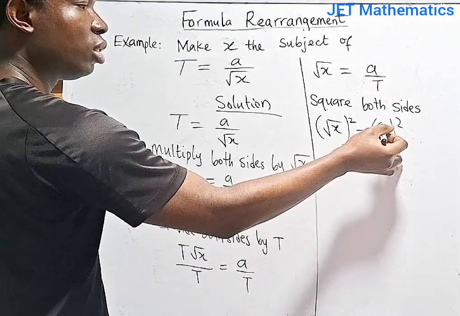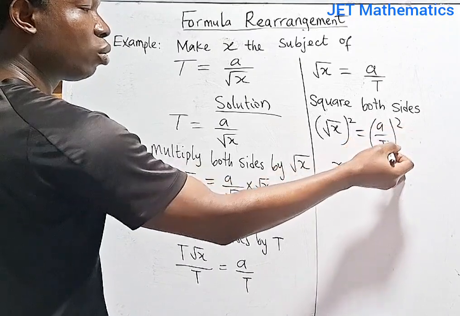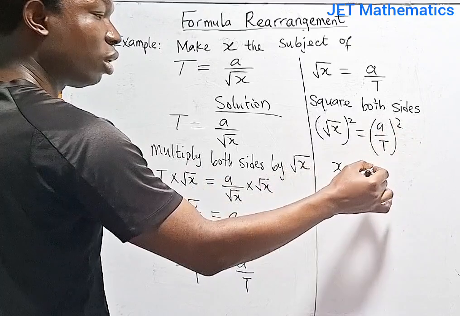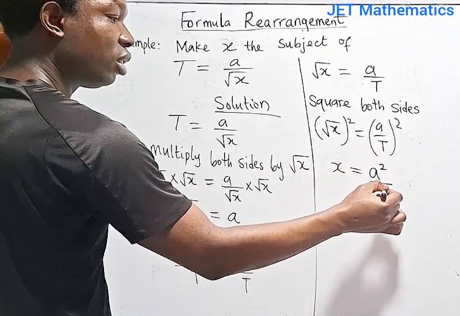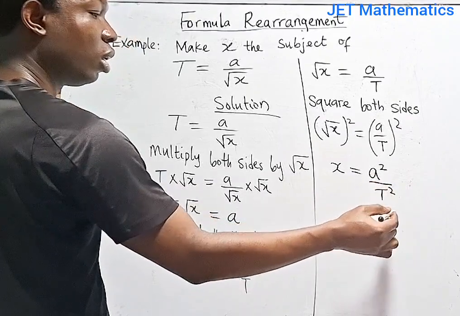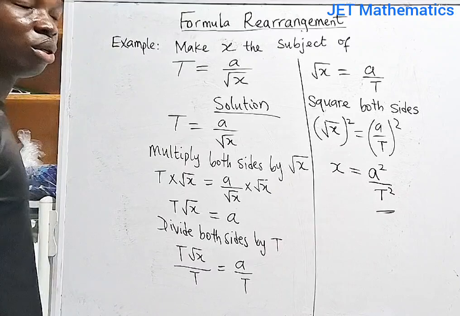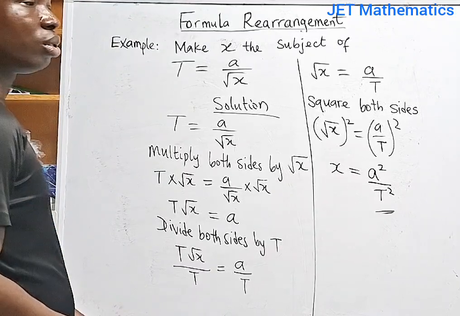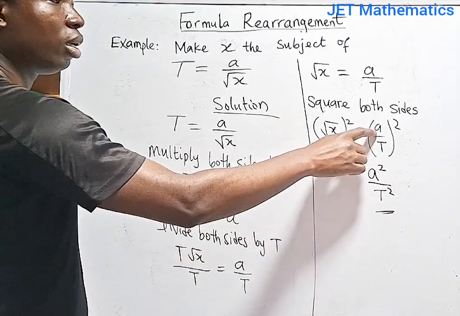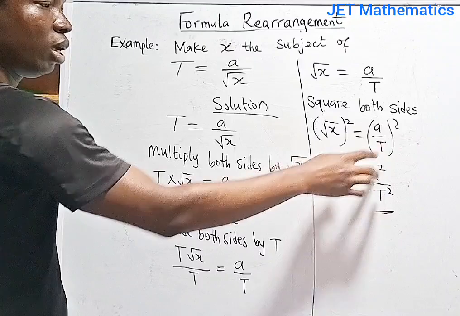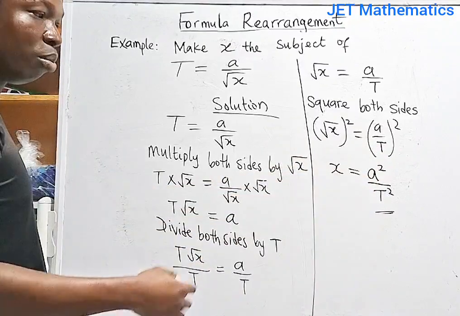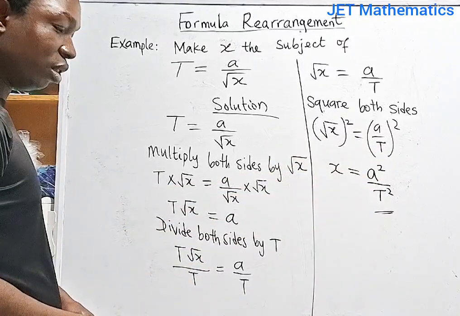in indices, this is affected by the square, and t is also affected by square. So that we have a squared over t squared. And so that becomes the solution to this question. Okay, remember, a squared, t squared. The square affects both a and t from our laws of indices.